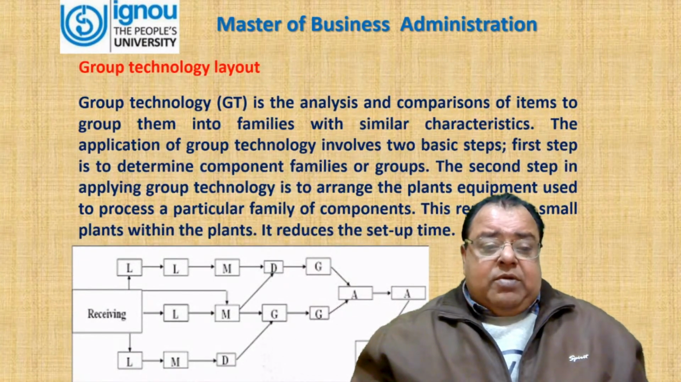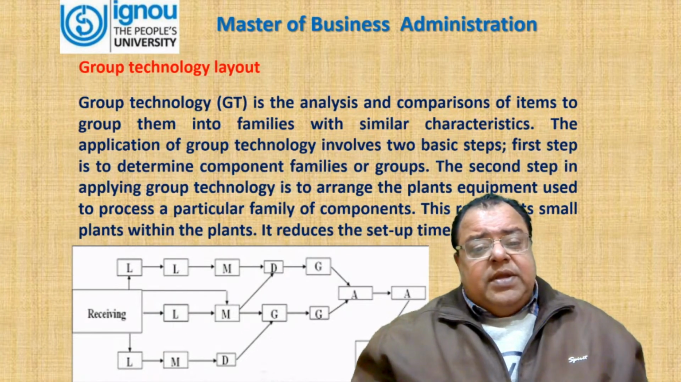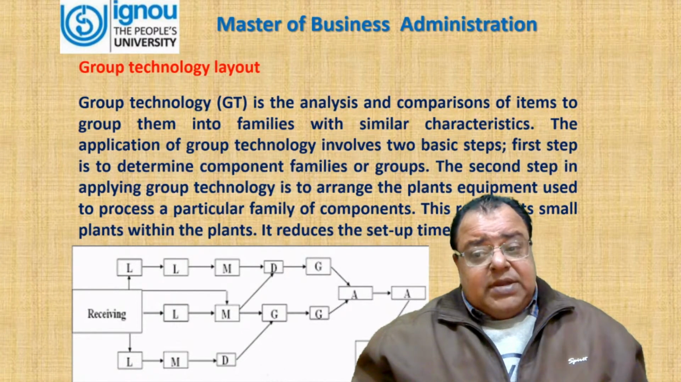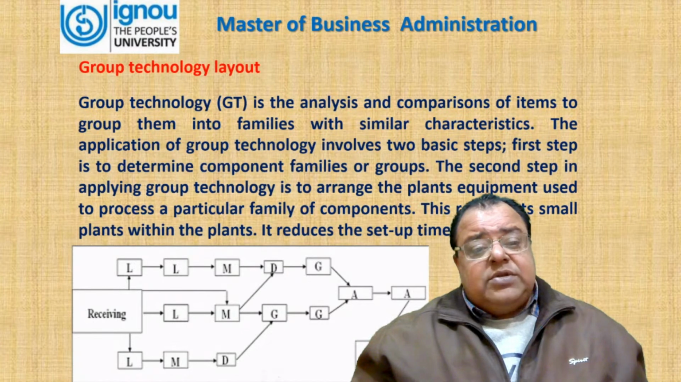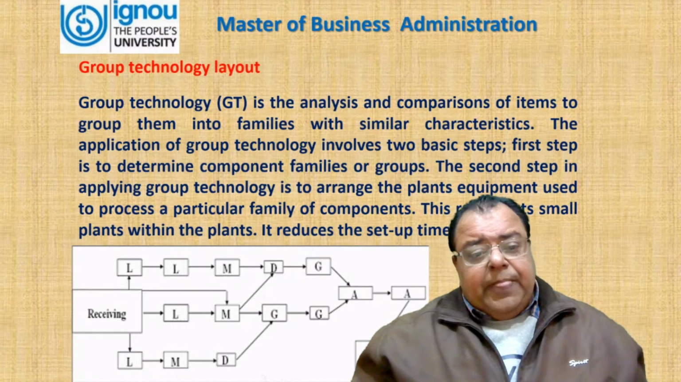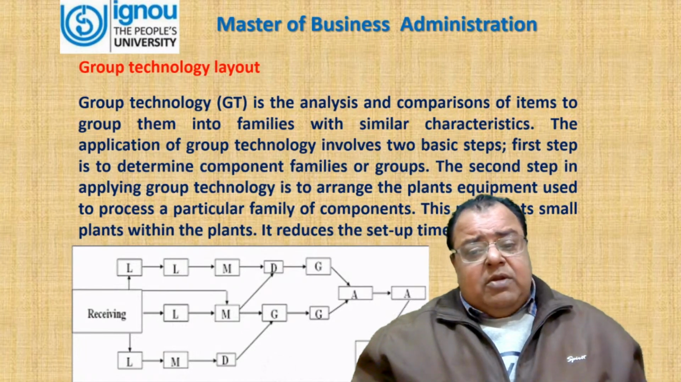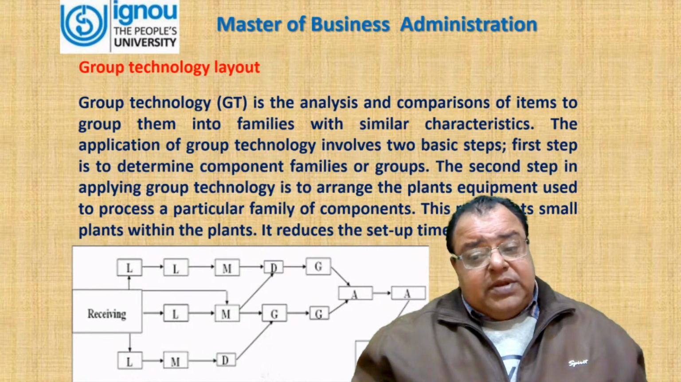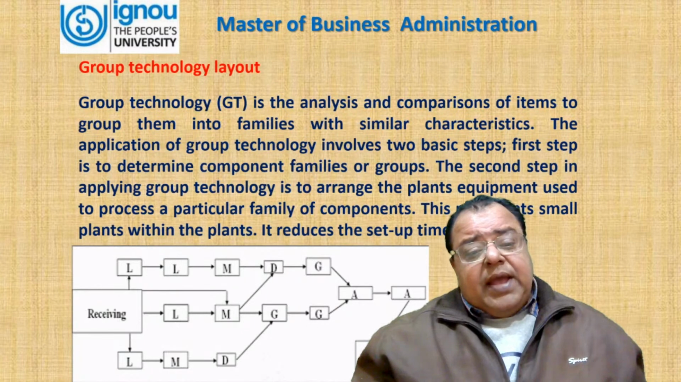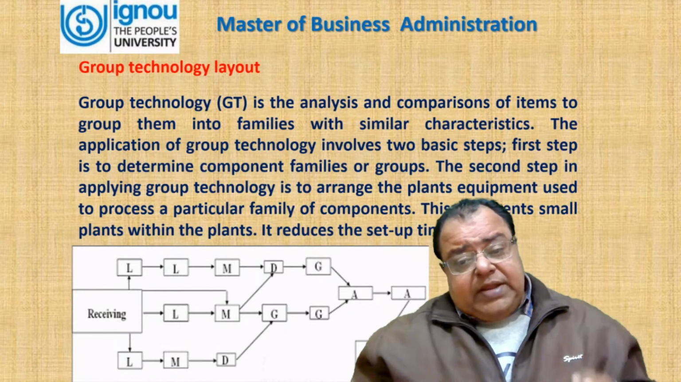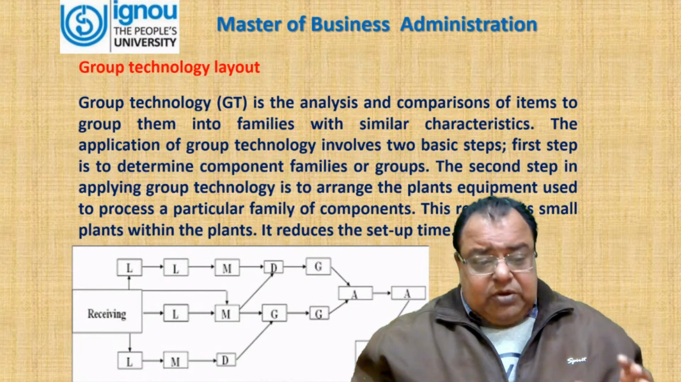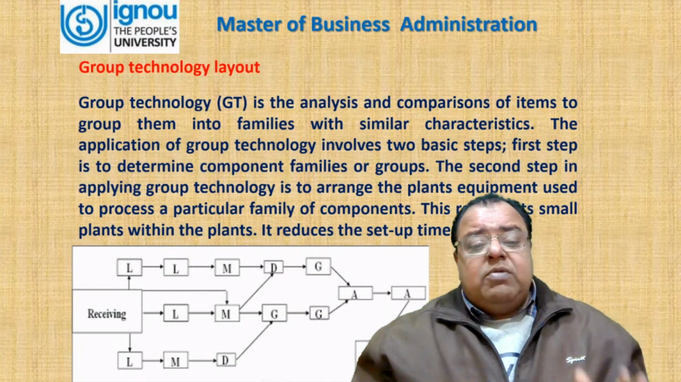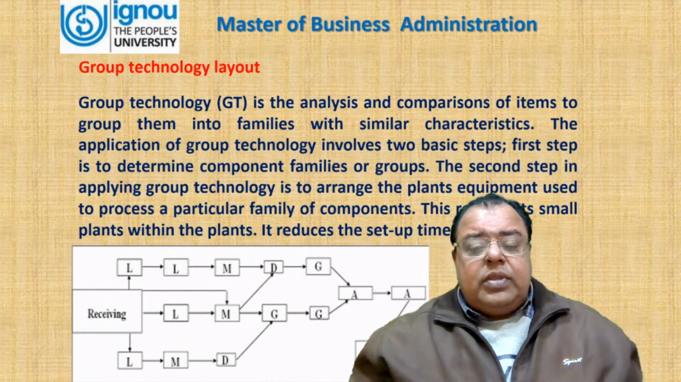Group technology layout. Group technology is the analysis and comparison of items to group them into families with similar characteristics. The application of group technology involves two basic steps. The first step is to determine component families or groups, and the second step in applying group technology is to arrange the plant equipment used to process a particular family of components.